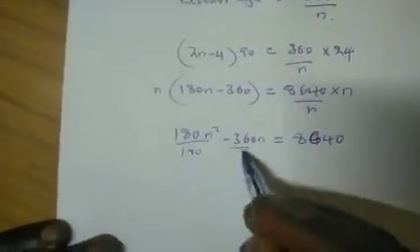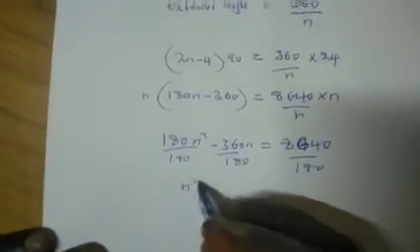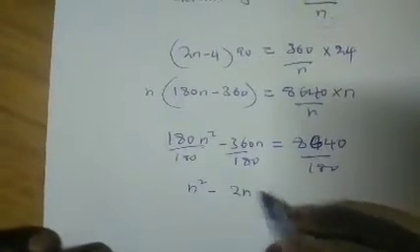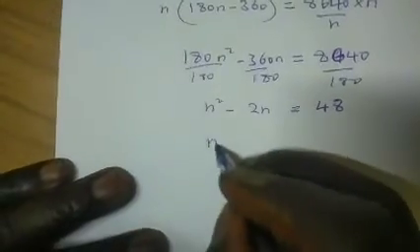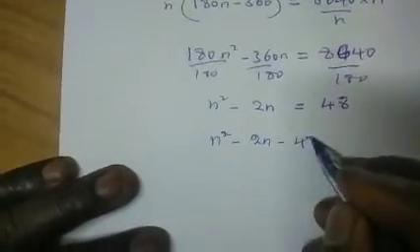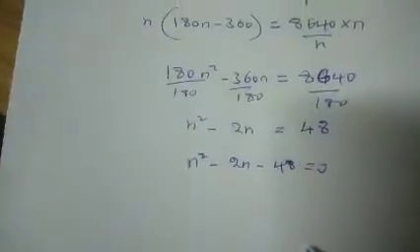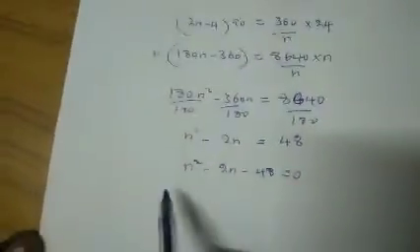8640. So if we divide through by 180, then we get n squared minus 2n is equal to 48, and therefore n squared minus 2n minus 48 is equal to 0. So we can solve this.